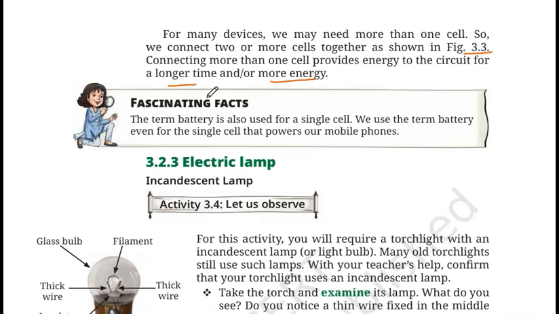Okay, now do you know some fascinating facts about the battery? The term battery is also used for a single cell. We just learned that two or more cells form a battery. Then how can we use the term battery for a single cell? Where do we use the term battery for a single cell? So we use the term battery even for a single cell that powers our mobile phones. All right. So in mobile phones, our single cell is also termed a battery.